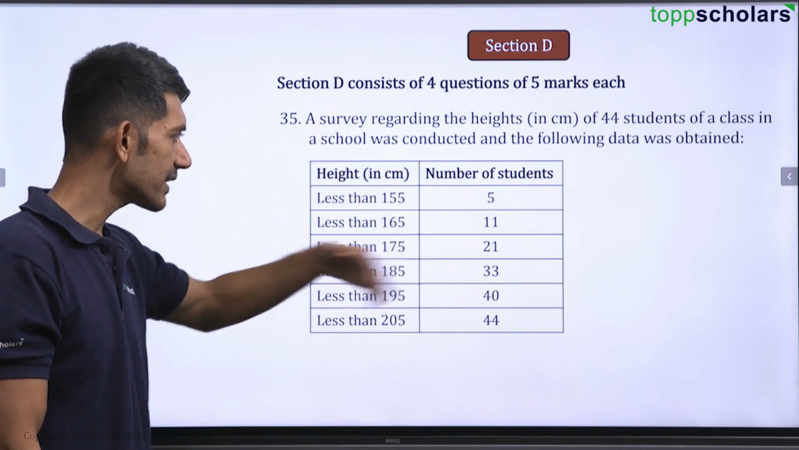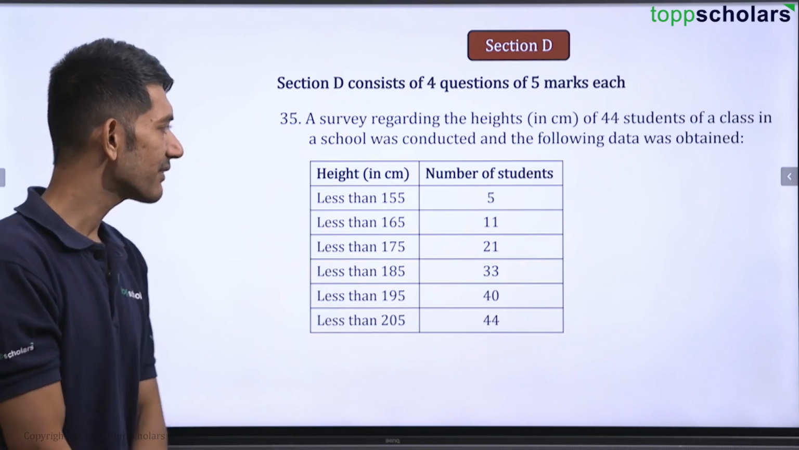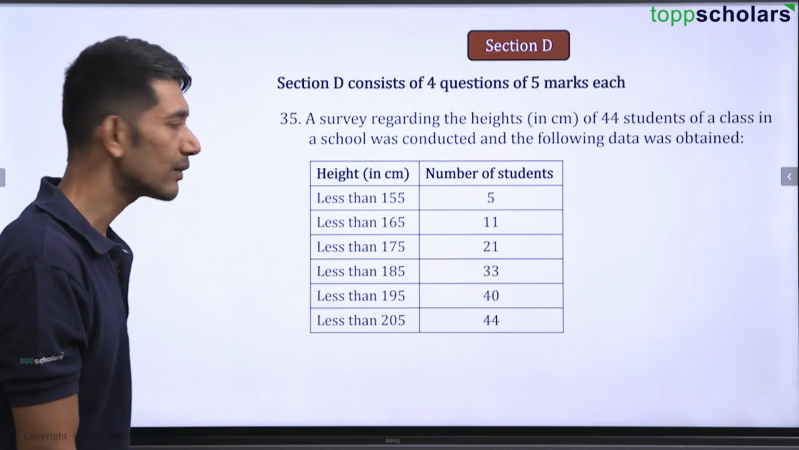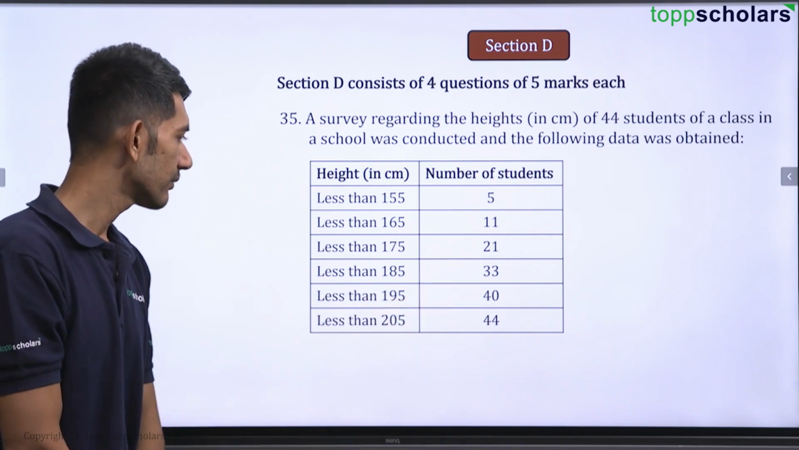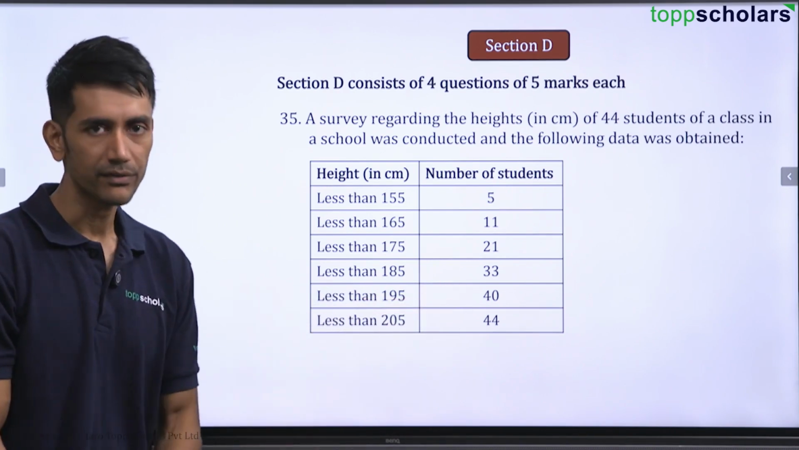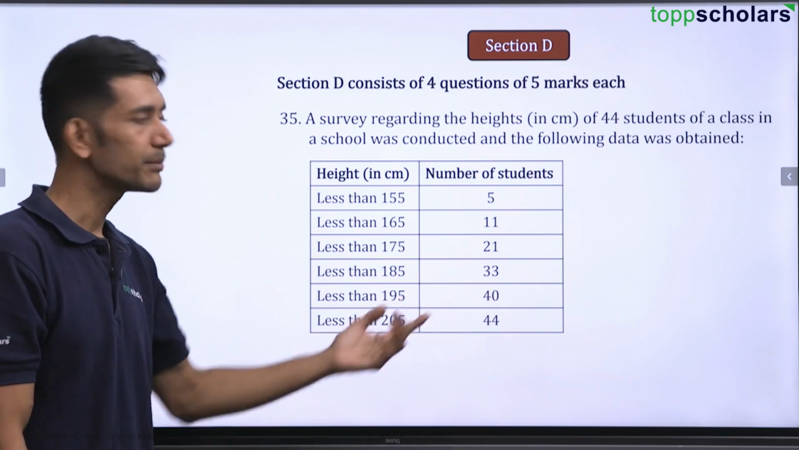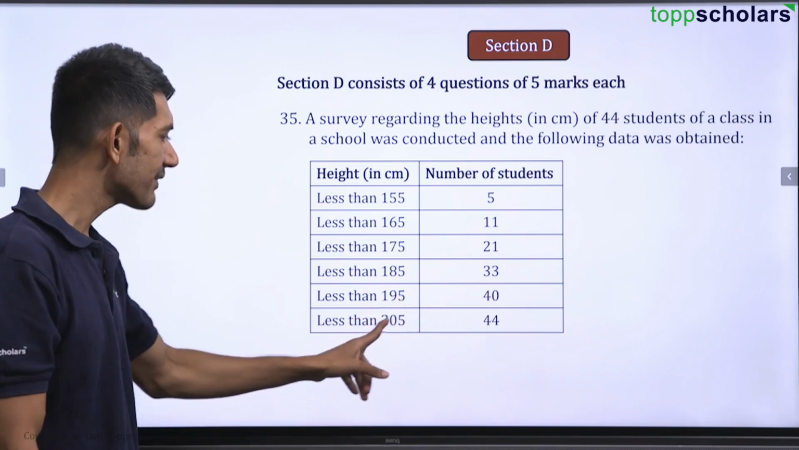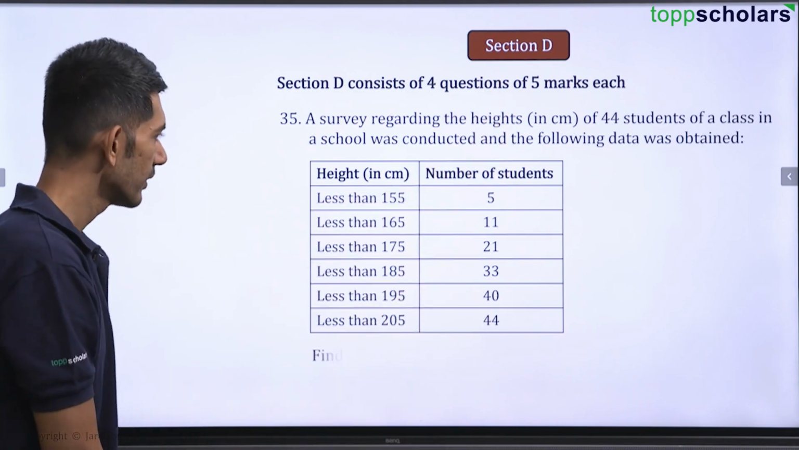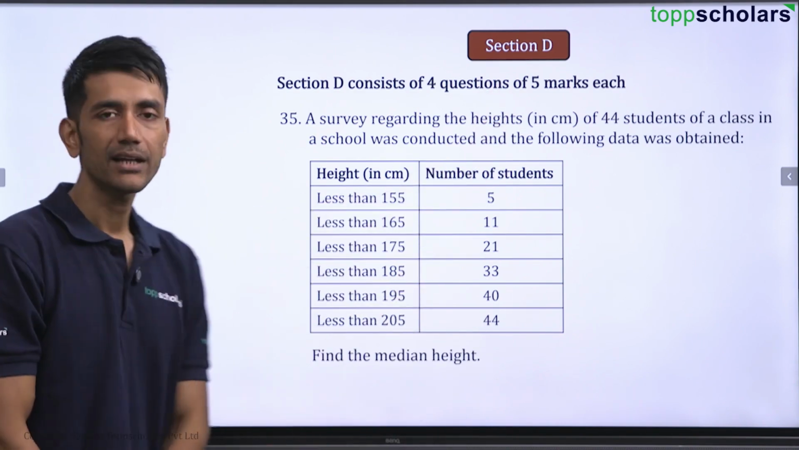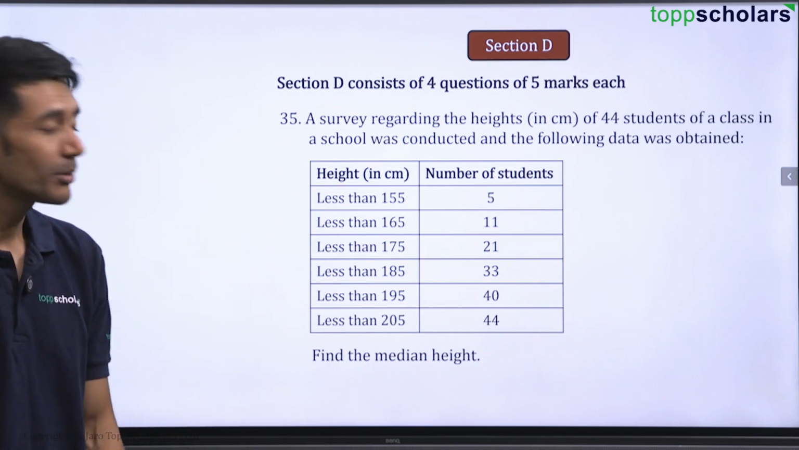Less than 165 there are 11, less than 175 there are 21, less than 185 there are 33, less than 195 there are 40, and less than 205 centimeter obviously. That means all the children are having their height less than 205, all 44. Okay. Find the median height. So here we are supposed to find out the median.